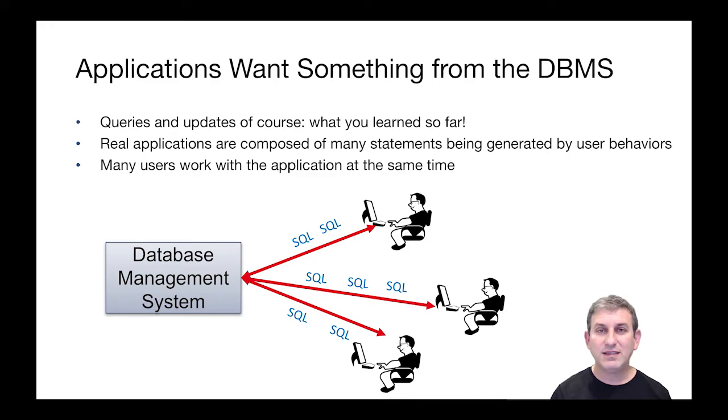Every application that's connecting to the database wants something from it. Of course, they want to be able to run queries and do updates, and that's the stuff we've learned so far. But real applications are not simple queries. They're composed of multiple statements being generated by users who are taking behaviors in their applications, and those behaviors are being translated down to SQL statements, maybe multiple SQL statements down below. And then typically there are many users using the database via the application at the same time, perhaps via multiple applications on the same database. So there are all these SQL queries streaming in and all these answers streaming out at the same time over long periods of time. So the system has to handle all those multiple users and it has to stay up and be correct.